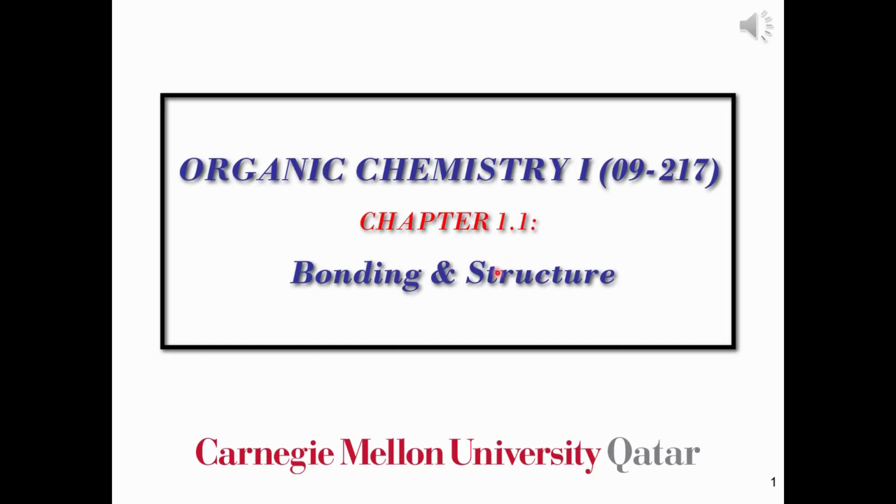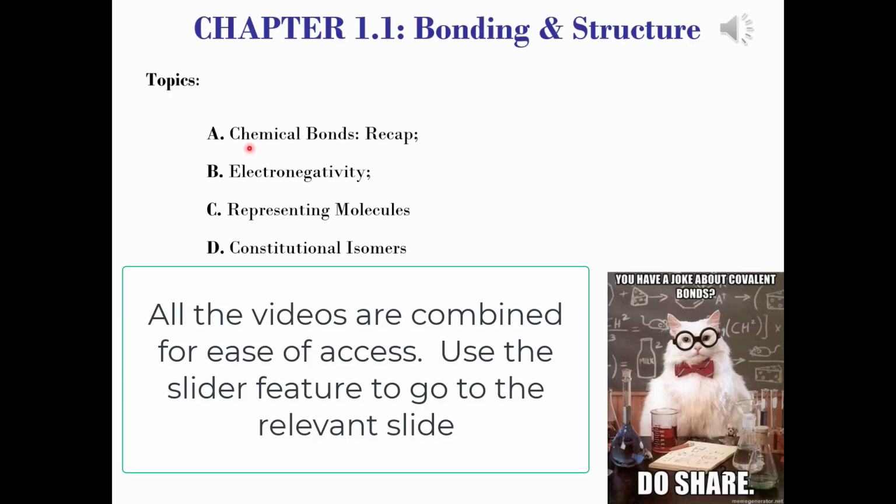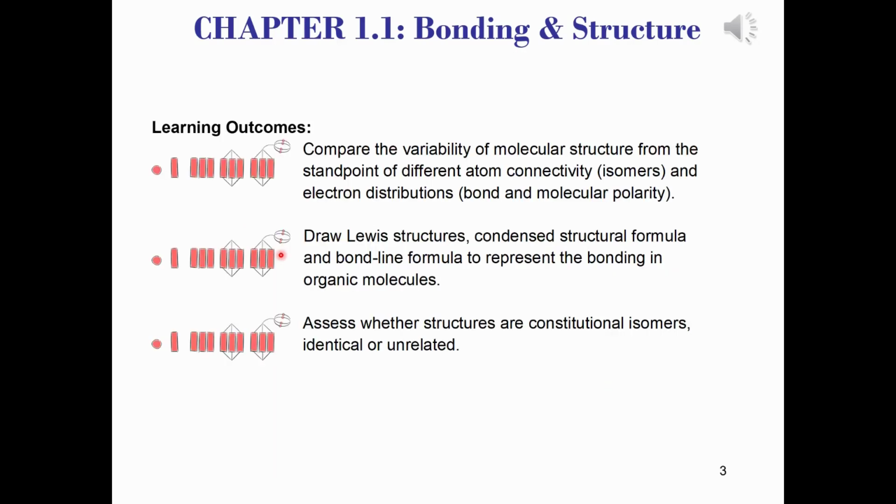Hello there, this is chapter 1.1 and we will be talking about bonding and structure. The first video will recap chemical bonds, in particular ionic and covalent bonds. The second video will look at electronegativity. The third will look at the representations of molecules, whilst the last video will be concerned with constitutional isomers.